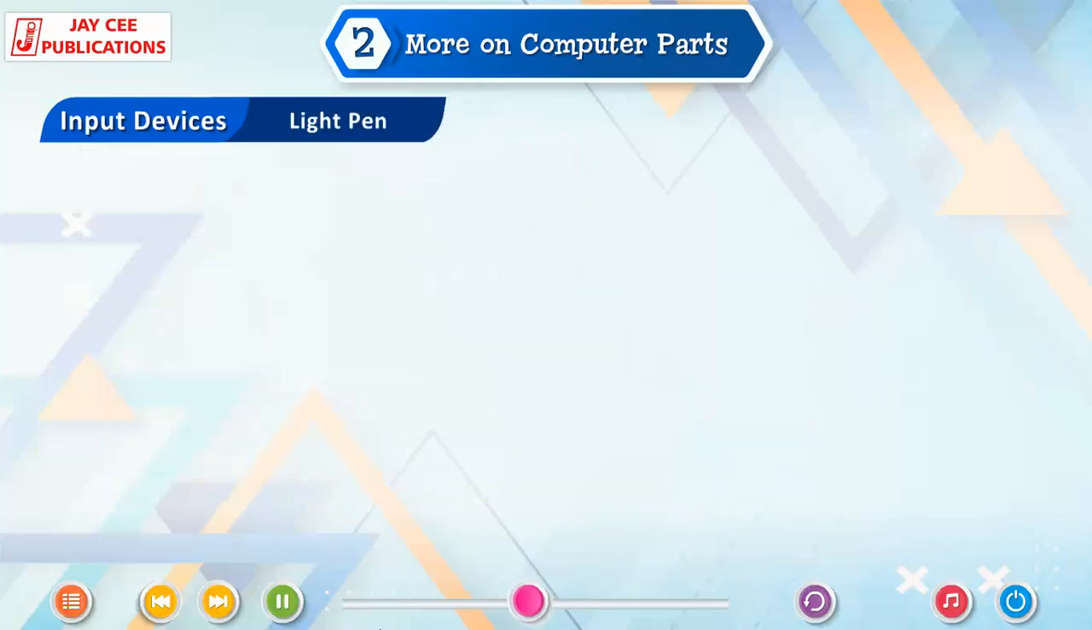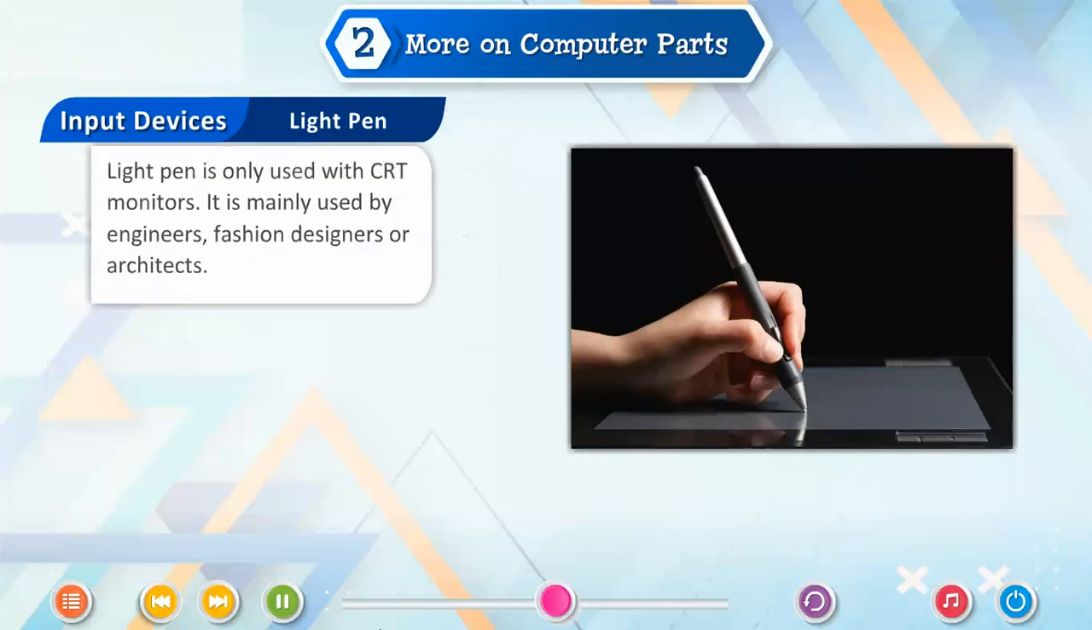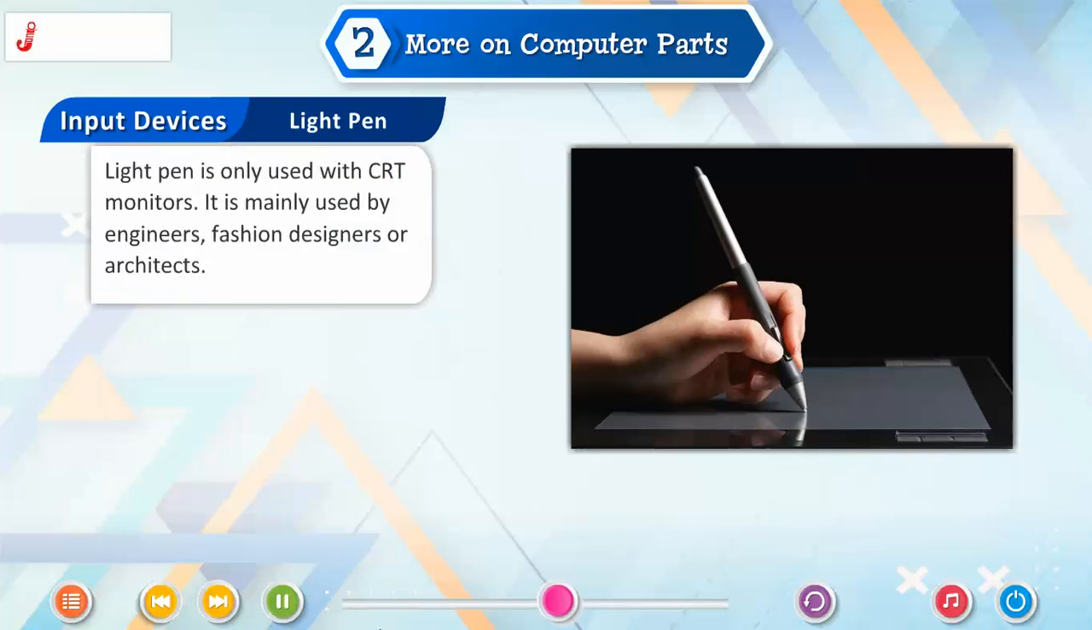Light pen. Light pen is an input and pointing device. It looks like a pen. It is used to select a displayed menu item or draw pictures on the monitor screen. It is quite like the mouse but uses a light sensitive wand to move the pointer and select any object on the screen by pointing to the object. Light pen is only used with CRT monitors. It is mainly used by engineers, fashion designers, or architects.